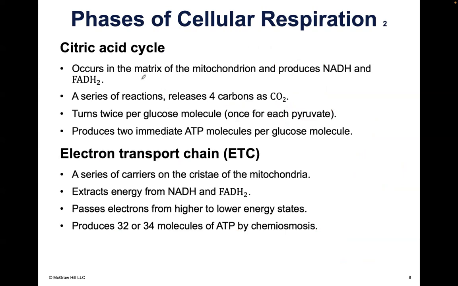So the third stage, which could be the second stage in some textbooks or some exams, is the citric acid cycle, which is another name for the Krebs cycle. What happens in this cycle, also in the matrix of the mitochondria as I mentioned before, is that it produces NADH and FADH2. This is where NADH and FADH2 are produced because they need to be used in the last stage. A series of reactions will release 4 carbons as CO2.